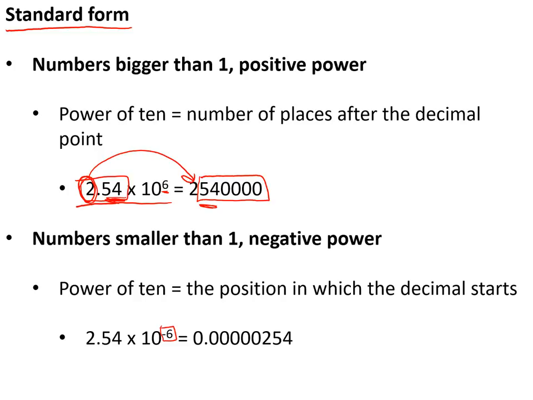Numbers smaller than 1 can be represented with negative powers of 10. So again, similar kind of thing, but now the power of 10 represents the position in which the decimal starts. So here, because it's 10 to the minus 6, we're going to have this number here starting on the 6th decimal place. So 1, 2, 3, 4, 5, 6. So the 2 is the 6th decimal place, and then we just finish off the rest of the number here.